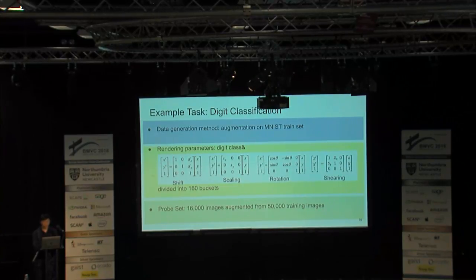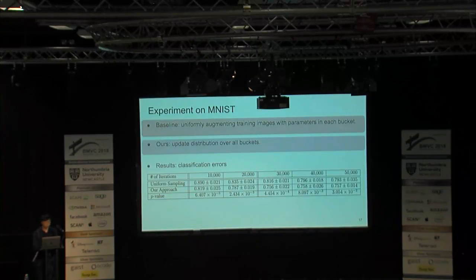We use data augmentation on MNIST as a method to synthesize images. The rendering parameters are digit class and transformation parameters like shift, shearing, rotation, and scaling. The probe set is 16,000 images augmented from 50,000 training images. And the model we use here is LeNet for the baseline.